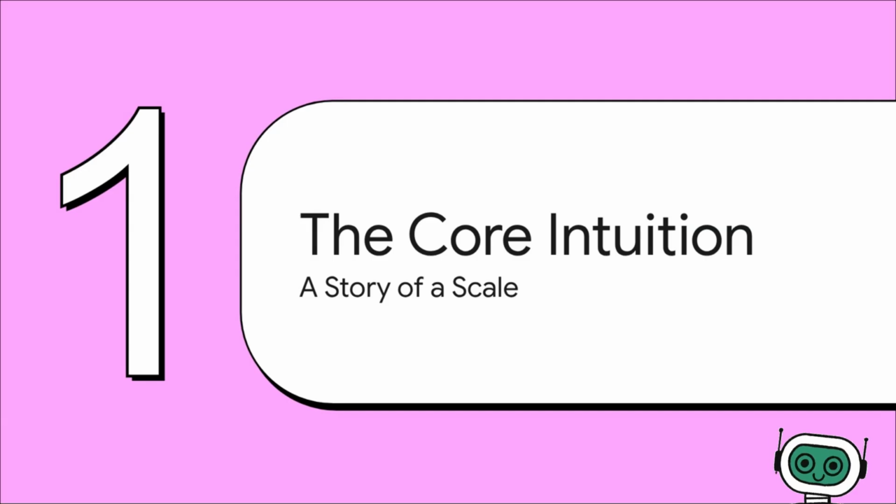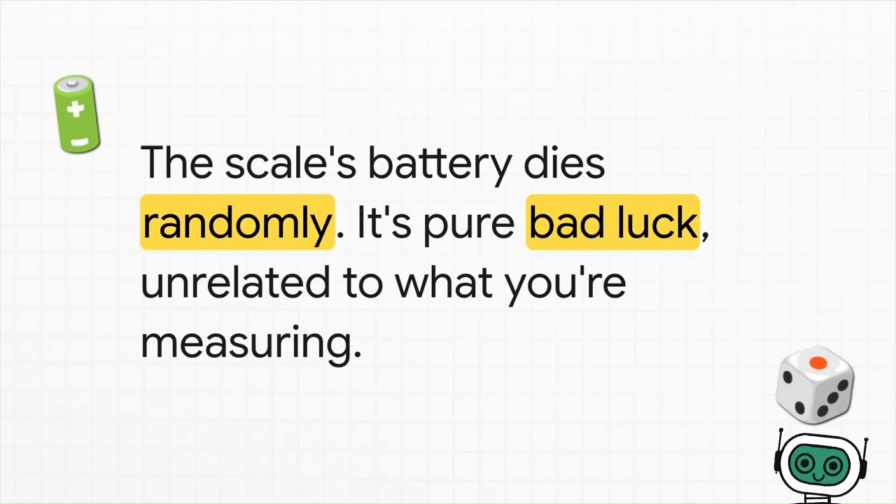Okay, let's build up our intuition with a simple story. Imagine you're running an experiment and you're using a digital weighing scale. All right, scenario 1. The scale's battery just dies, completely at random. You lose a measurement and it has absolutely nothing to do with what you were weighing. It's just plain bad luck.